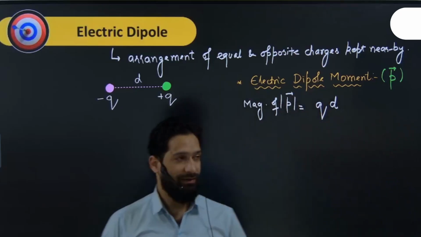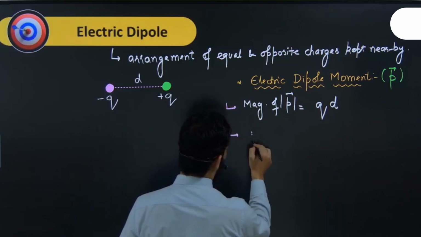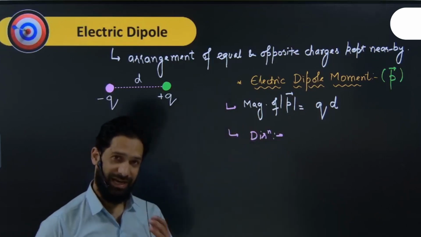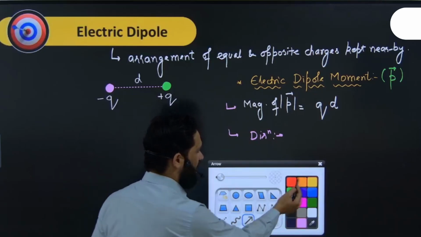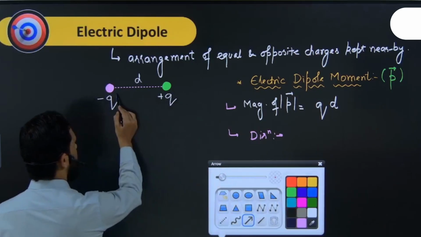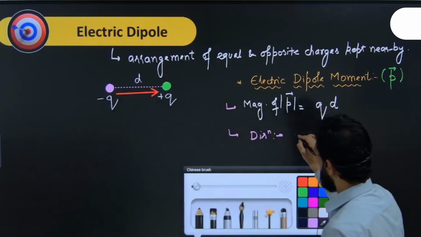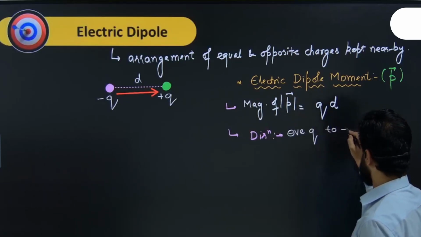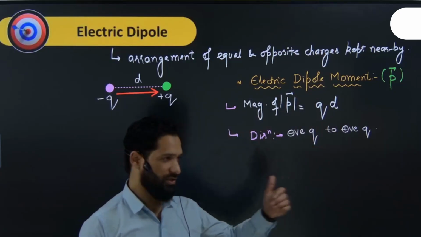Okay, now after this magnitude we assign the direction also. So what is going to be the direction of this dipole moment? In physics we have a convention that we write the direction of this dipole moment from the negative to the positive charge. This you have to remember: we assign a direction from negative q to positive q.